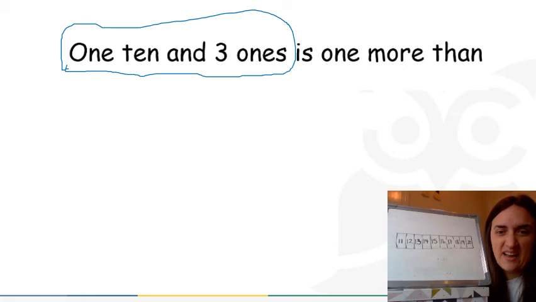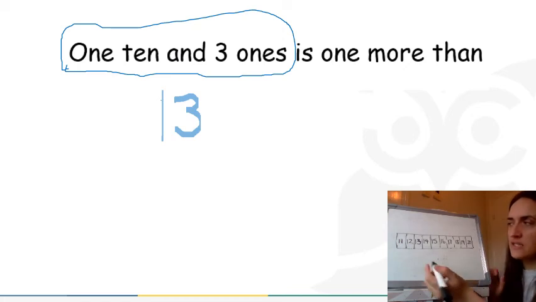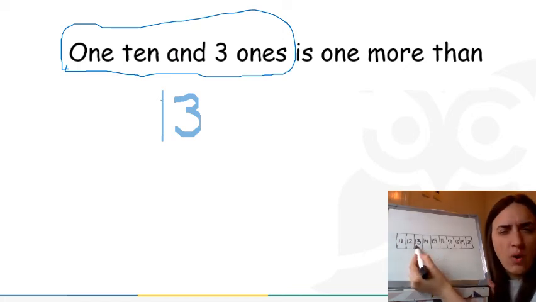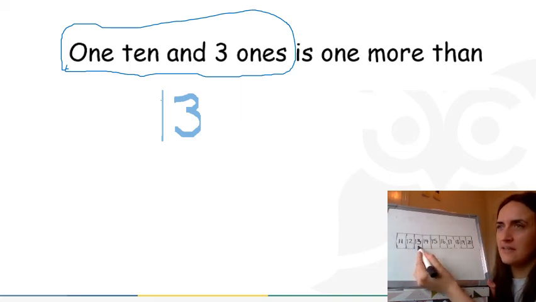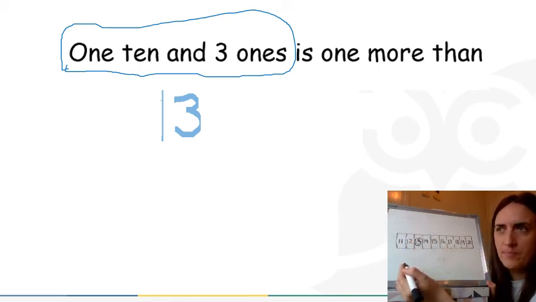So even though it says 1 10 and 3 1s, I know that that is the same as 13. So I'm just going to change it now to the number 13. I'm just going to write that underneath. 13. So now I know that the number I'm looking at is 13. So I need to look at this. 13 is 1 more than. It doesn't say 1 more than 13 is. It says 13 is 1 more than. What is 13 1 more than?